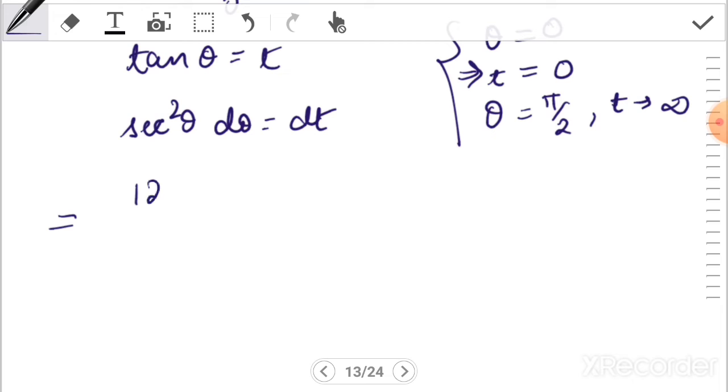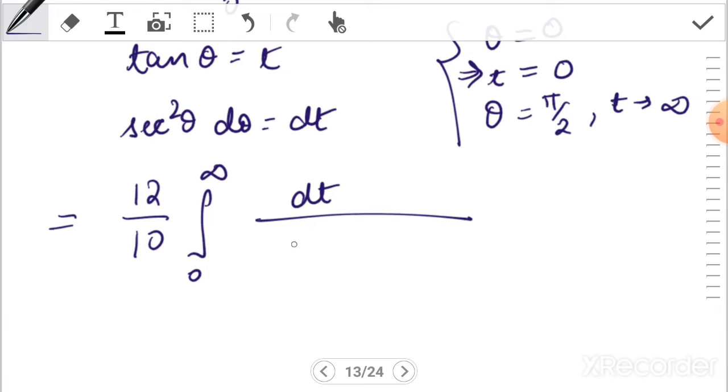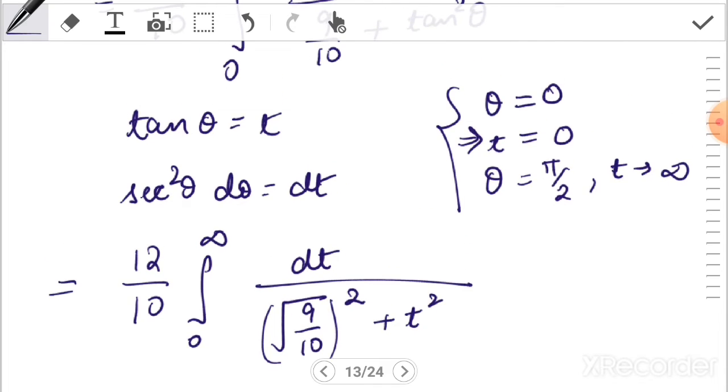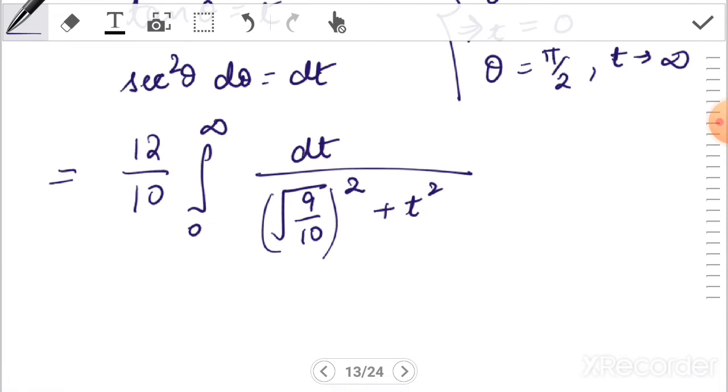So again 12 by 10, 0 to pi by 2. Okay, 0 to infinity, right? 0 to infinity dt by, so you can write as root under 9 by 10 square plus t square. Clear?